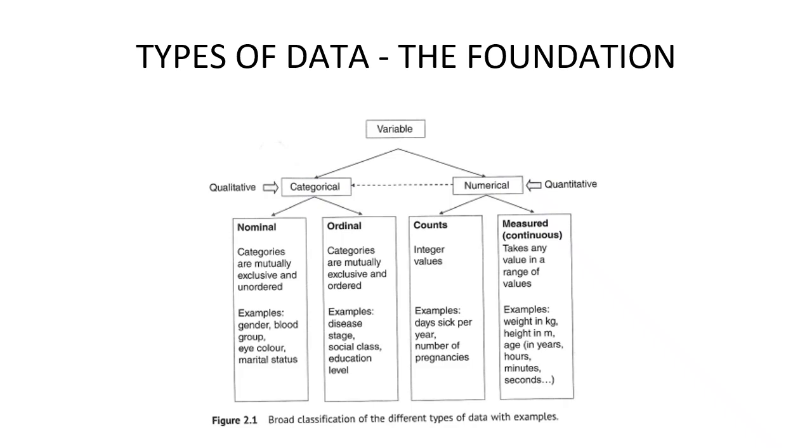What about continuous? Continuous is measured. It can be any value in a range of values. So examples are your weight, your height, your blood pressure, your temperature. We could also do the age in years, hours, or minutes. And this is a critical point. The classification isn't just academic. It determines which statistical test you can use and how you should summarize the data and what graphs are appropriate.